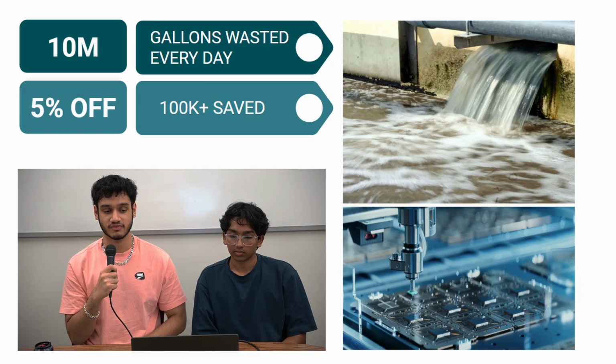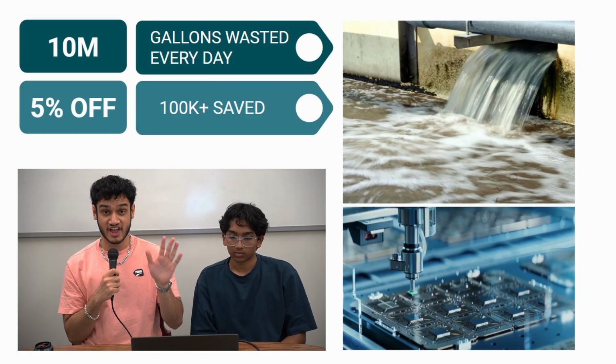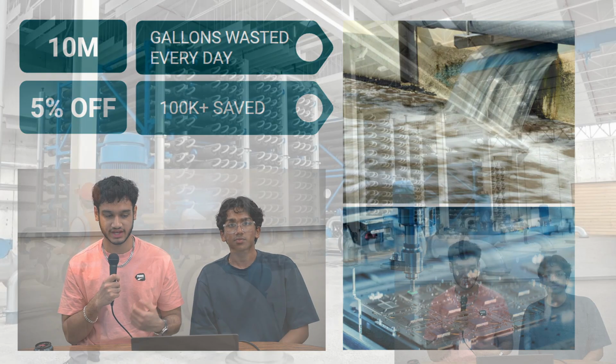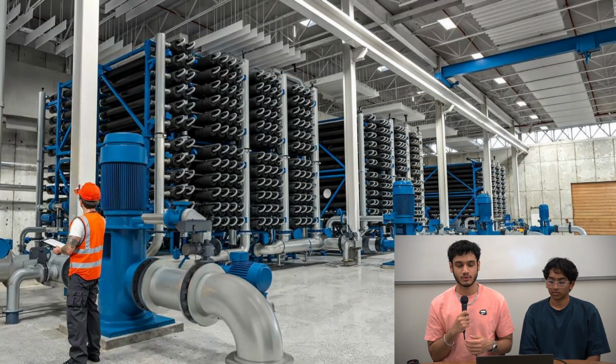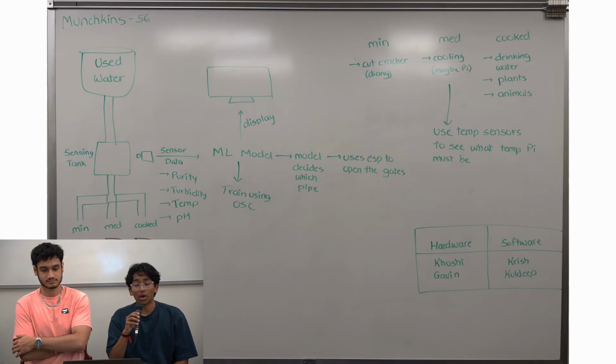10 million gallons of ultra-pure rinse water get used and dumped every day in fabs. If we can save even 5% of that single-use rinse, we're talking hundreds of thousands of gallons of fresh water saved per day. Fabs do recycle water today, but mostly in big centralized plants that treat huge mixed streams the same way. They rarely know in real time how dirty this exact stream is and where else it could be safely used. That's the gap AquaLoop fills.